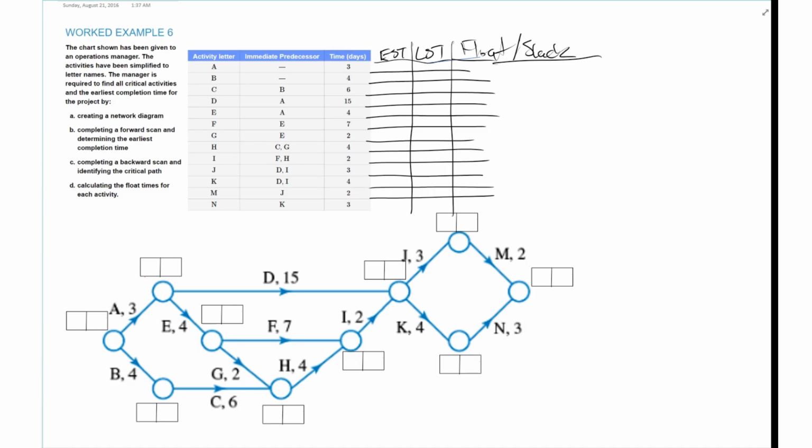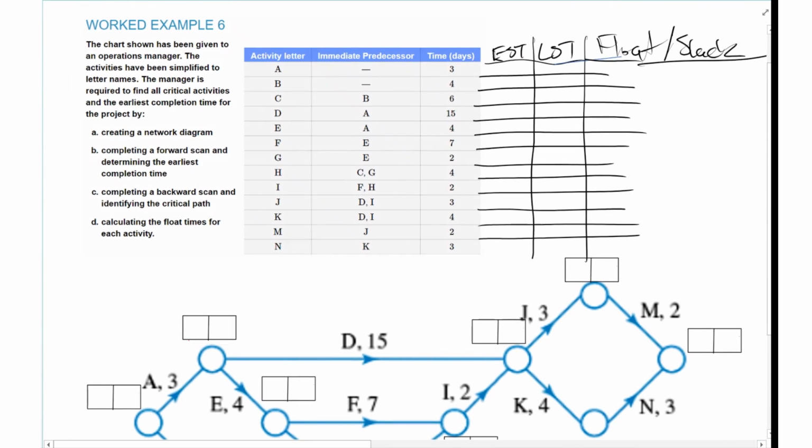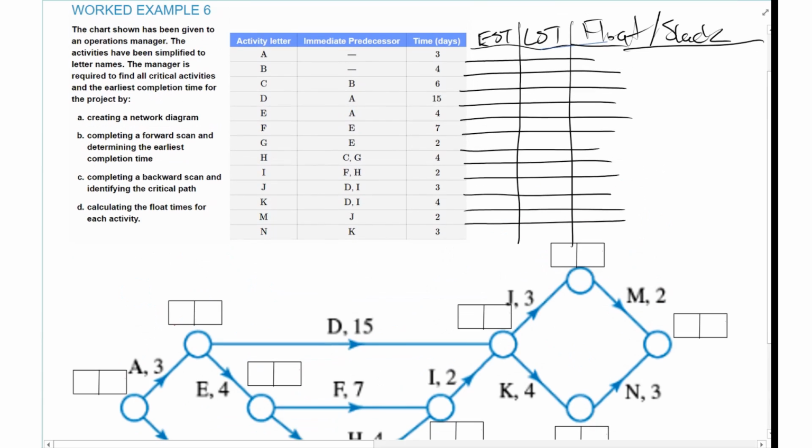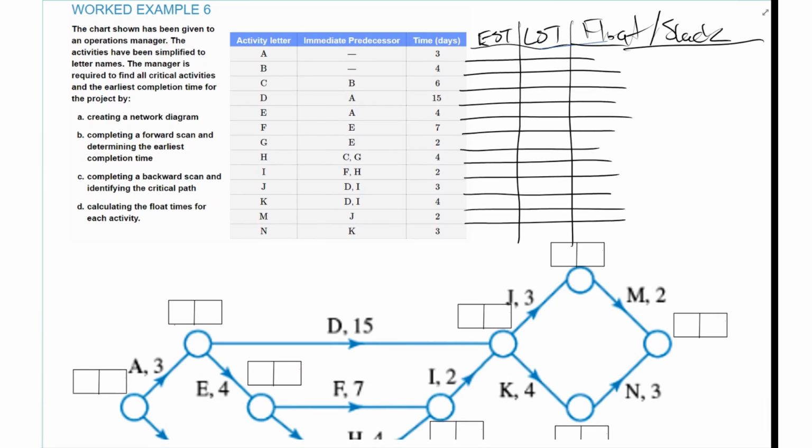Okay, so here's an example for a critical path type question. Let's have a look at what it's saying here. It says the chart shown has been given to the operations manager. We've done some stuff. Create a network diagram. Luckily, I've provided one for you. I wasn't going to spend the time because that's not the purpose of this particular video. It's to do a critical path analysis.